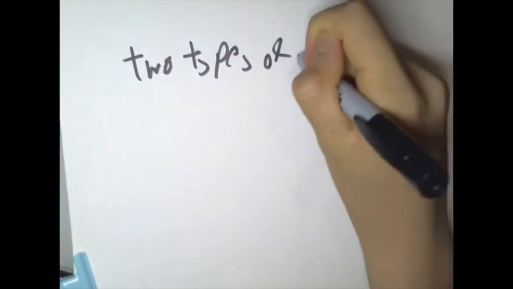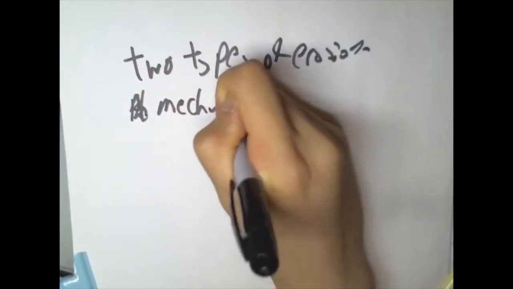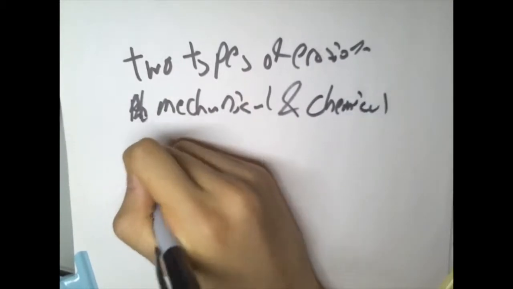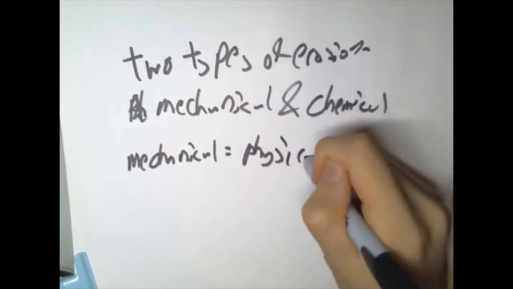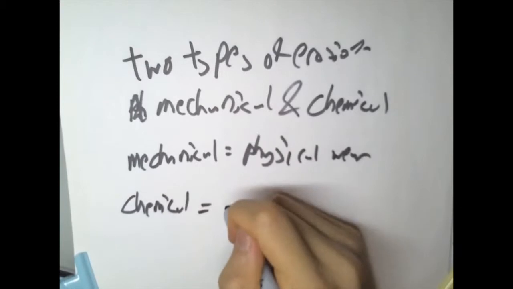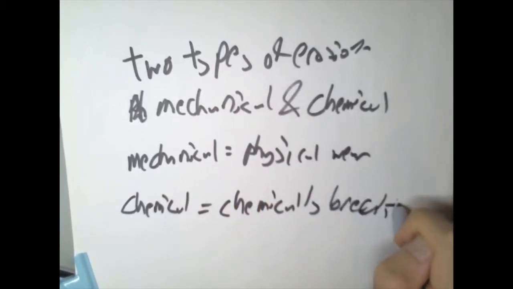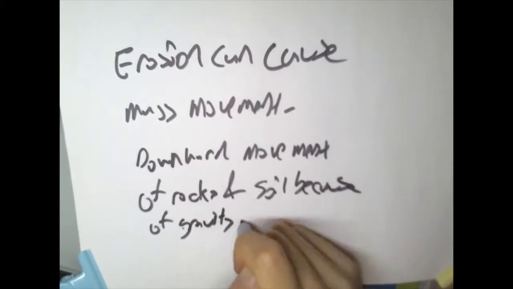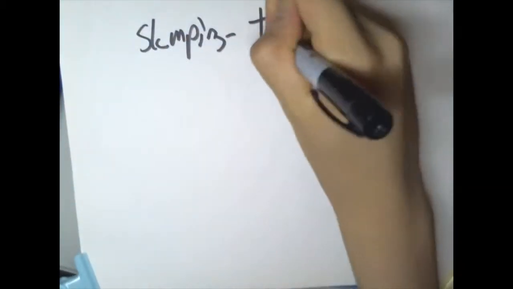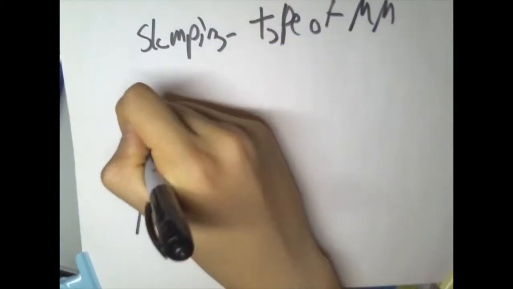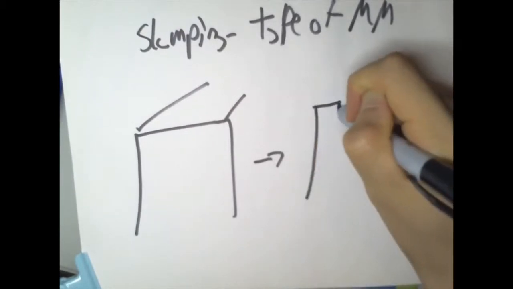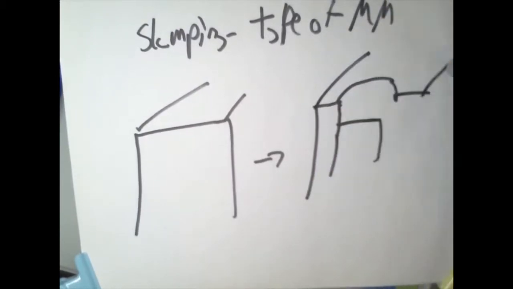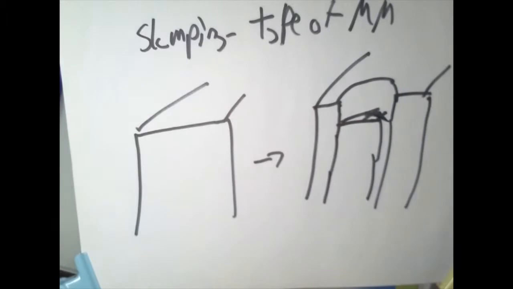Weathering is a type of erosion, and there are two types of weathering, chemical and mechanical. Mechanical occurs because of physical wear and tear, whereas chemical occurs because of chemicals breaking down the rock. Erosion can sometimes cause mass movement, which are downwards movements of dirt and rock. Slumping is a type of mass movement. It occurs when a large mass of dirt and rock slides down a hill as one unit.